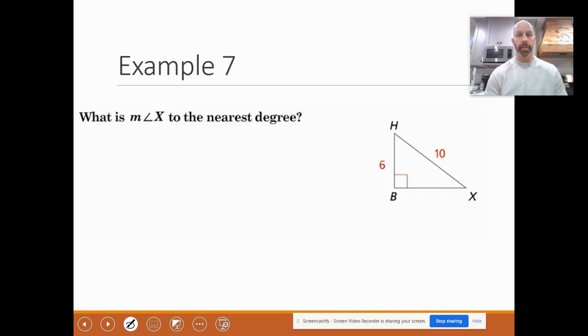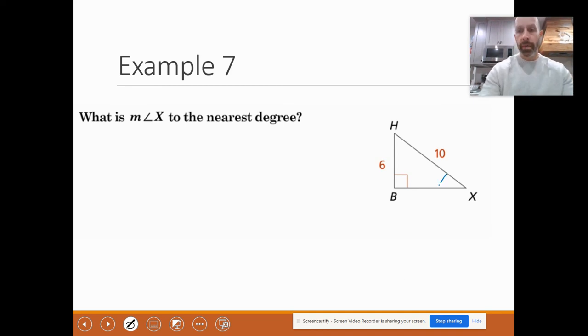All right, last example. In this example, we're going to have to do the inverse of tangent, or the inverse of sine, or the inverse of cosine, to find an angle measure. This is probably the most important one and the least intuitive of the bunch.